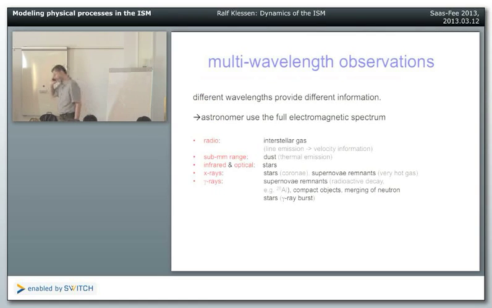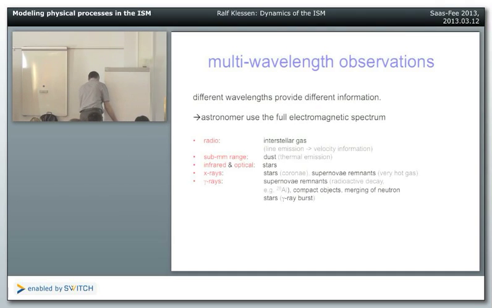So how do we learn things about the interstellar medium? We are astronomers, so we look at the sky and do photon counting, which is to be taken literally if you go to X-rays or gamma rays. But you have many photons if you do radio astronomy and optical. And this entire wavelength spectrum gives you information about quite different astrophysical objects.